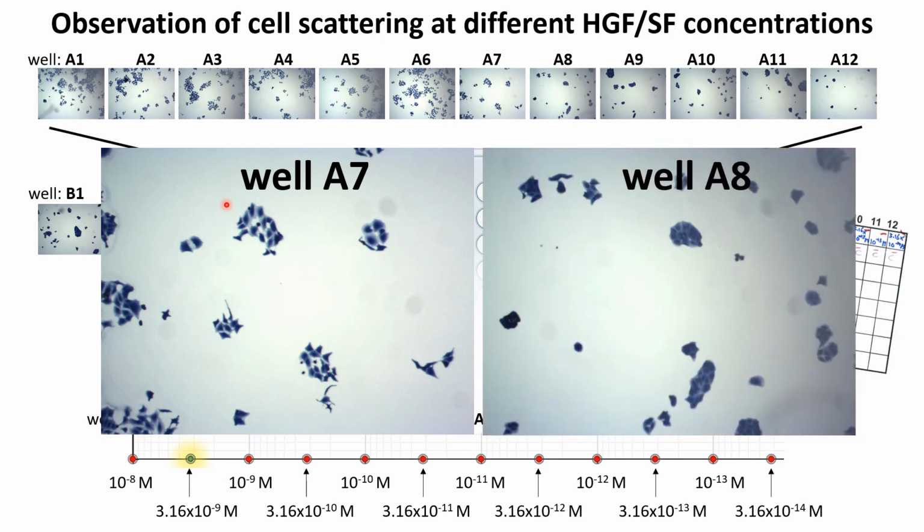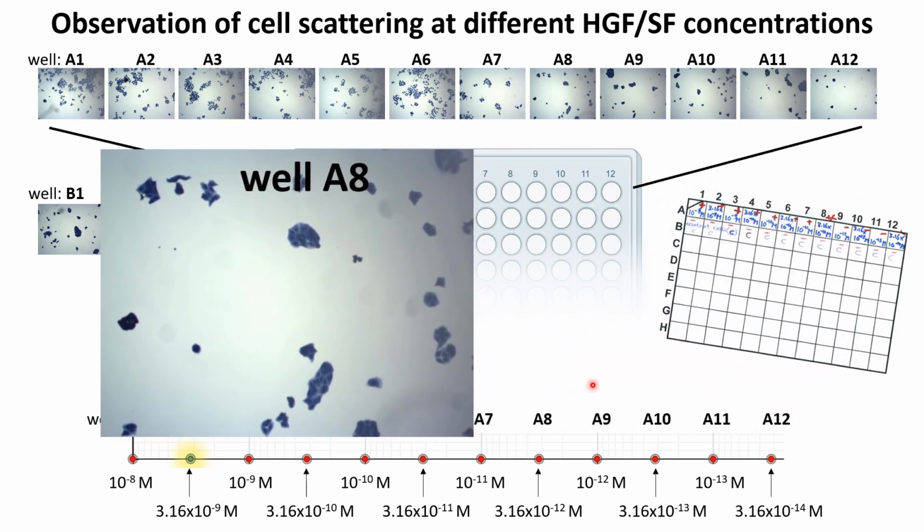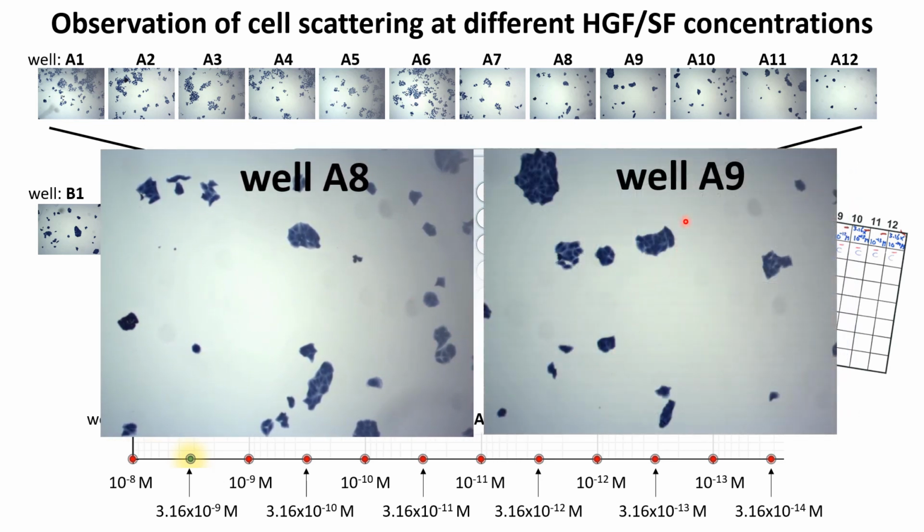So let's compare with well A8, and there we see clearly a sort of different phenotype. We see very compact colonies with very little space in between the cells. In some cases it's almost impossible to distinguish single cells within a colony. And how does that compare to well A9? Okay, I think well A8 and A9 look pretty similar to me. We see very compact colonies in A9, and clearly there's no observable scattering there.